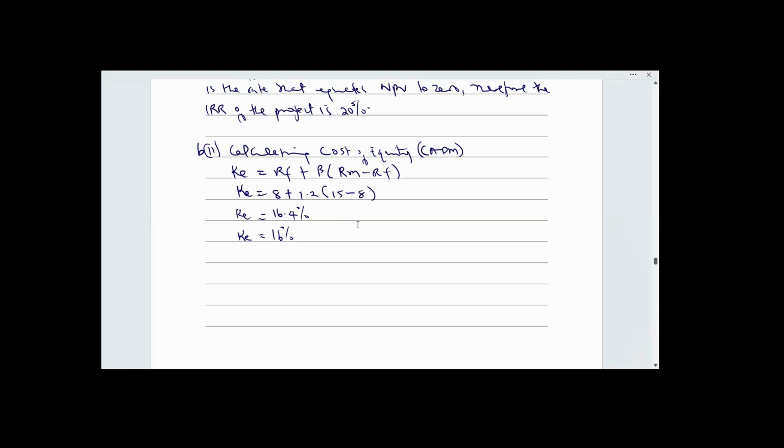64.4. How do you arrive at 64? 9.2 times 7. No. 15 minus 8 is 7. Yes, sir. Times 9.2. It's not 9.2, it's 1.2. But there's 8. What about the 8, sir? Yeah, I thought it's 8 plus 1.2. So you are going to start from 15 minus 8 multiplied by 1.2.